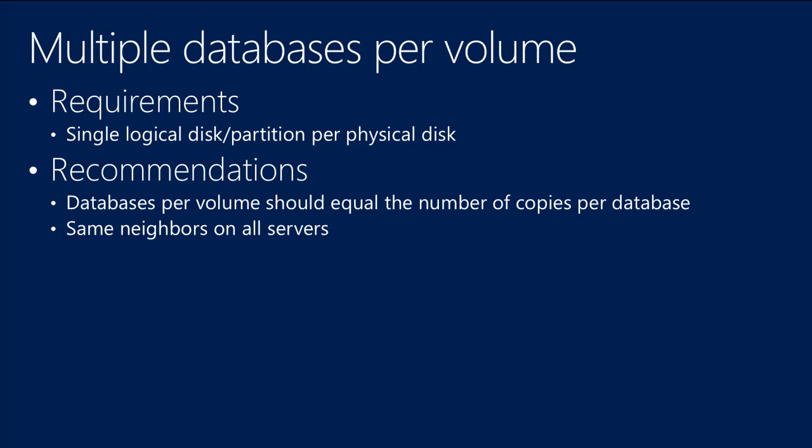So the requirements are pretty basic. You just need a single volume per disk, so it's one partition, not a big deal. We do have some recommendations. We do recommend that the number of databases per volume be equal to the number of database copies that you have. As you saw in my example, that's symmetry there. It's not a requirement, but it is something that brings symmetry and gives you sort of this building block or brick architecture for deployment. And then we also recommend that you have the same neighbors on all servers as well, because that distribution of the database copies in that manner provides you with the most efficient and even distribution across not just your DAG members, but all of your database disks as well.